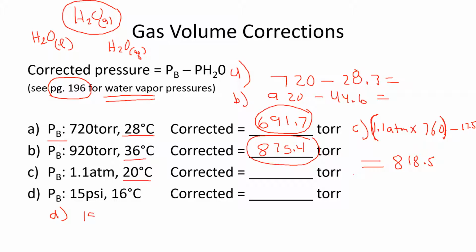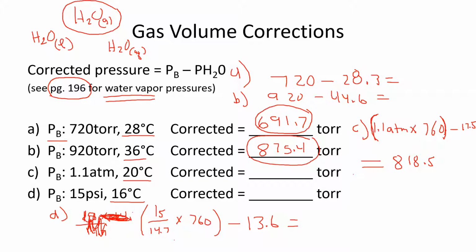D, we got pounds per square inch. The conversion factor is 14.7. Oh, you got to divide. 14.7. And then we're in atmospheres, right? So let me start over. So 15 psi over 14.7. That'll give you atmospheres, but we need to change that into torrs. So it's a two-step to get into millimeters of mercury for D. Just change your pounds per square inch into ATMs, divide by 14.7, and then multiply by 760. So now we are in torrs. We just need to subtract the partial pressure at 16. What's the partial pressure at 16? 13.6. So convert into torrs and then subtract the partial pressure.